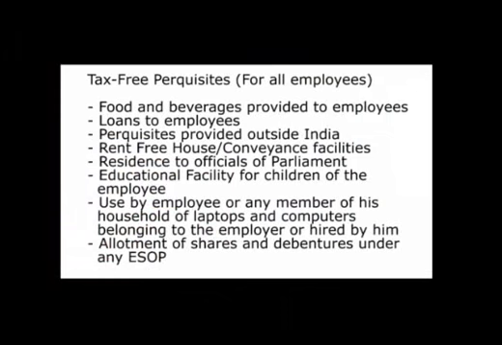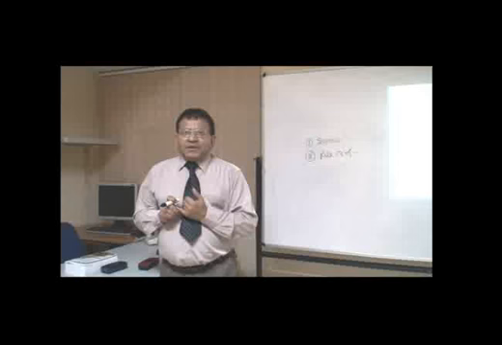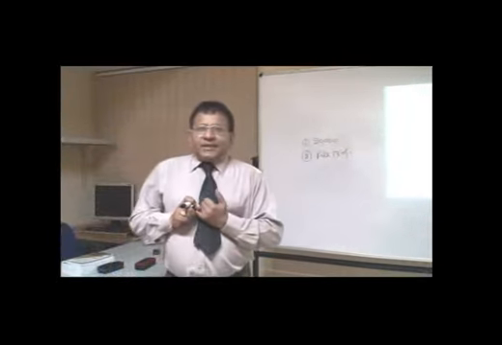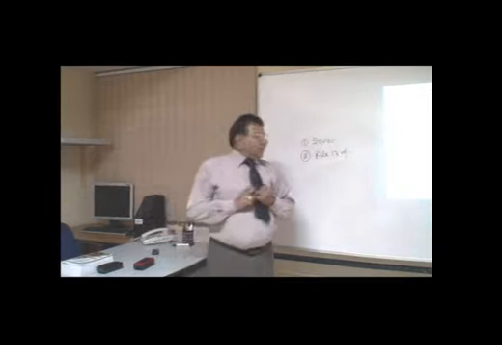The next facility which falls under this category is the rent-free accommodation which has been provided to the officers of the Parliament or to the Union Ministers or to the leader of the opposition in the Parliament. If such rent-free accommodation is provided to such people, then it will be deemed to be a tax-free perquisite in the hands of the recipient.